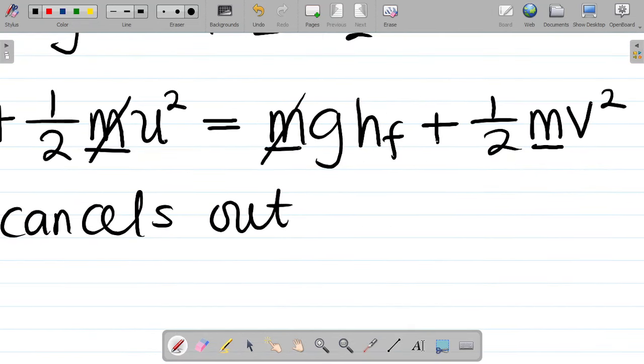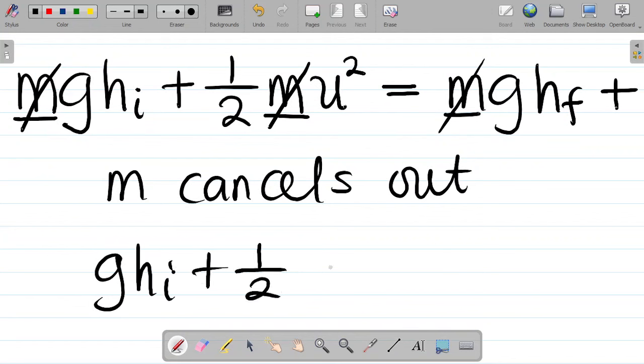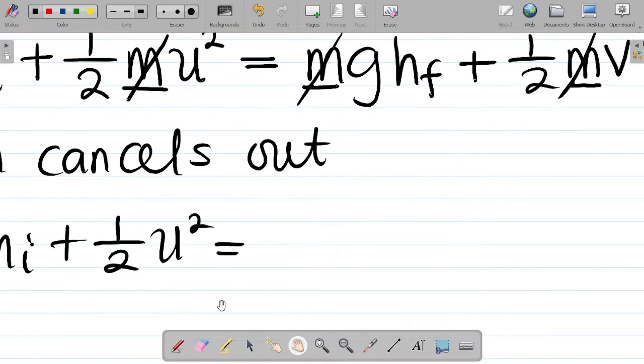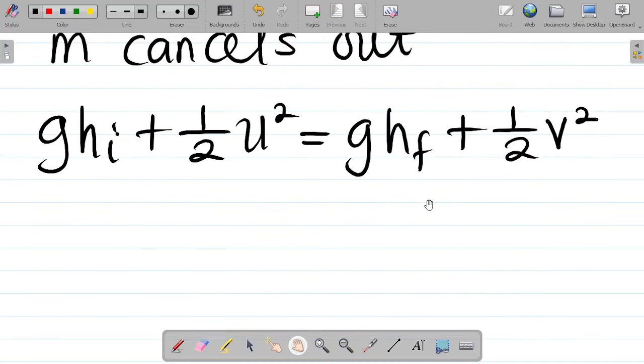M is off here. So what do I have there? This becomes gravity times height initial plus half u squared. It's equal to gravity times height final, that's this one here, plus half v squared. All right, so I now have this.